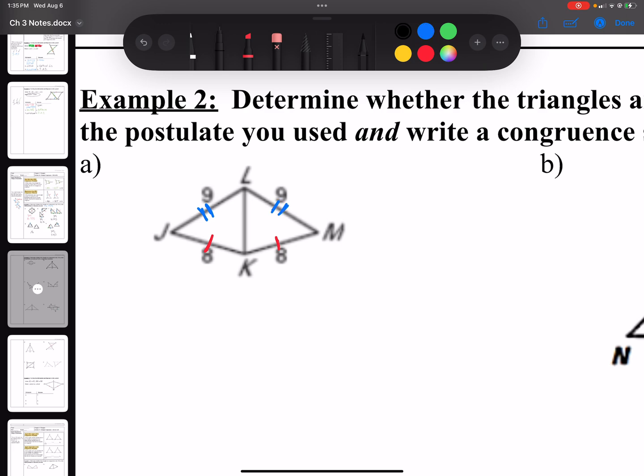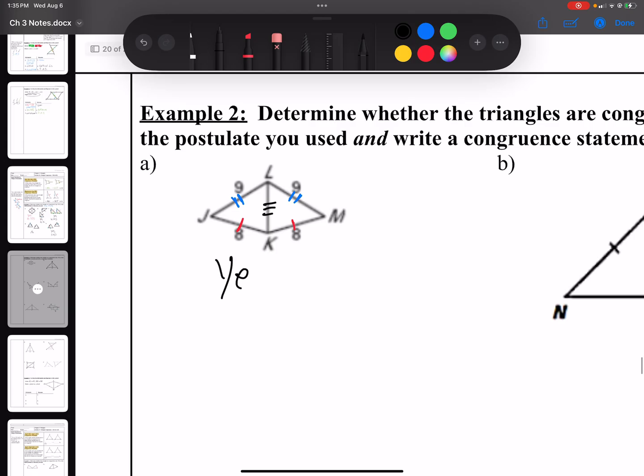That's two equal sides, and they share a side in the middle. That is quite literally side, side, side. So yes, the triangles are congruent by side, side, side. So let's write our statement. The triangle on the left, I'm going to call JKL.